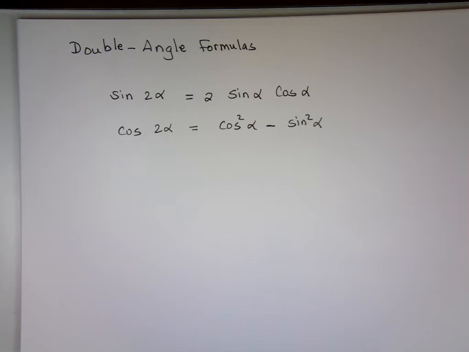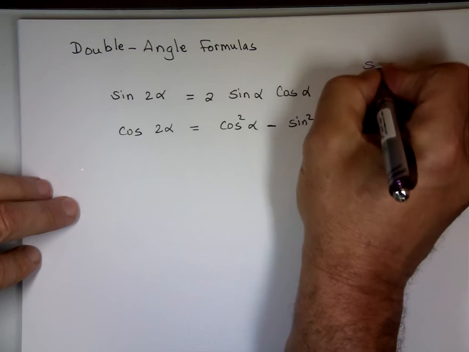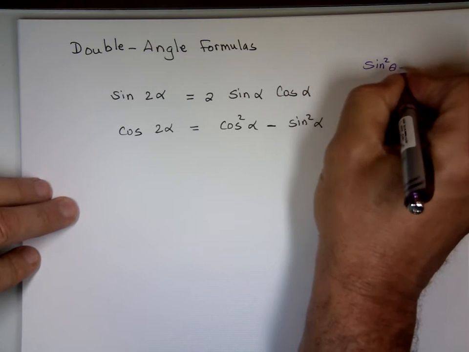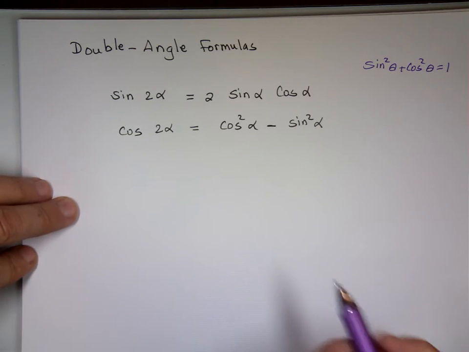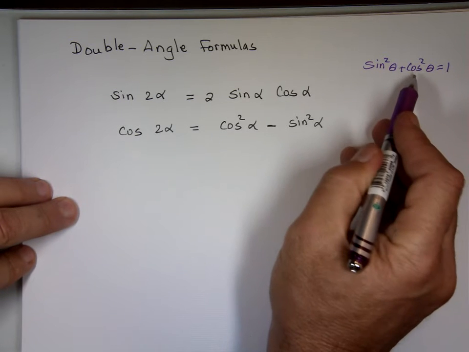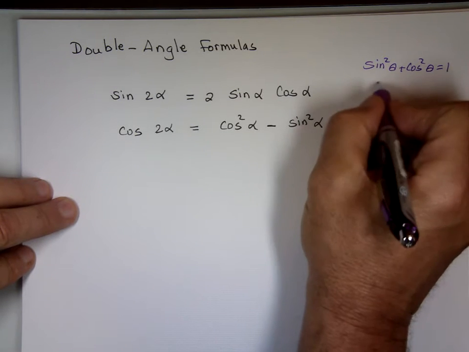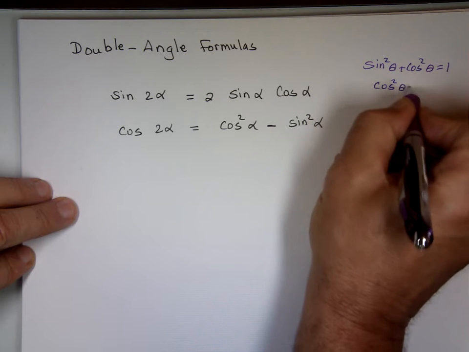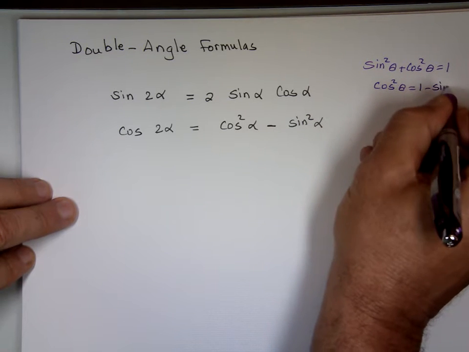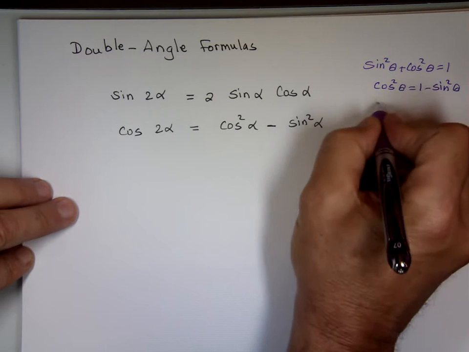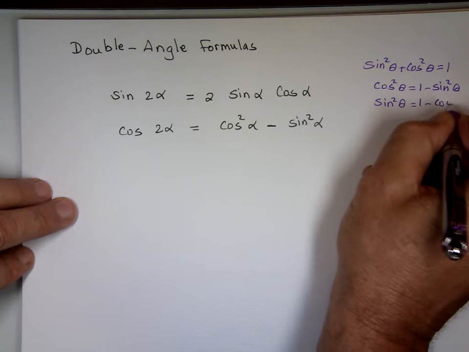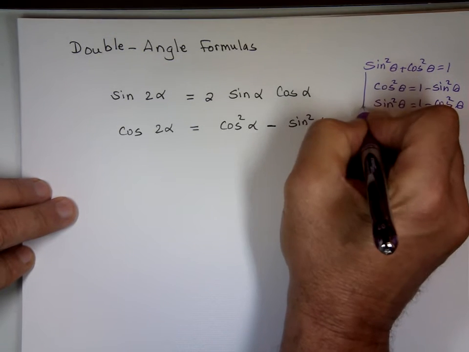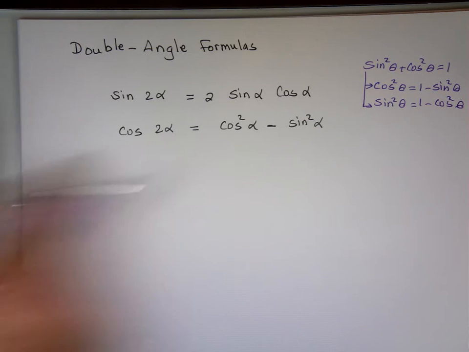But if you start playing with the trig identities, remember what sine squared plus cosine squared equals? 1. So if you want to play with that, you're going to say, wait a minute, what is cosine squared equal to? If you move the sine squared to that side, you have cosine squared theta equals 1 minus sine squared. And sine squared from this one, if you solve it, equals 1 minus cosine squared.